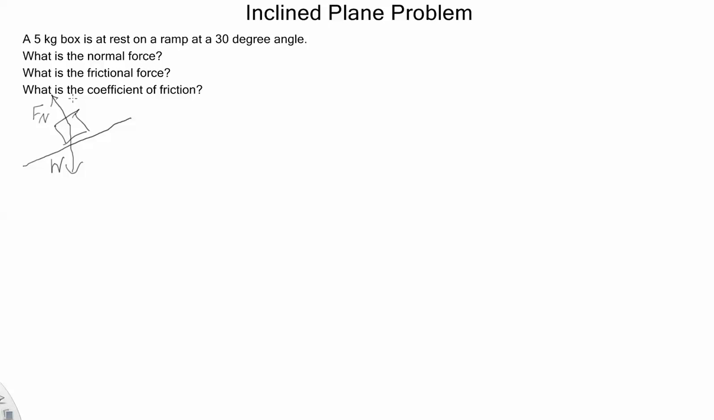And then since it's at rest on a ramp, what's preventing it from going down the ramp is friction. So that means that friction is going up the ramp. So that's going to be my frictional force going up the ramp.